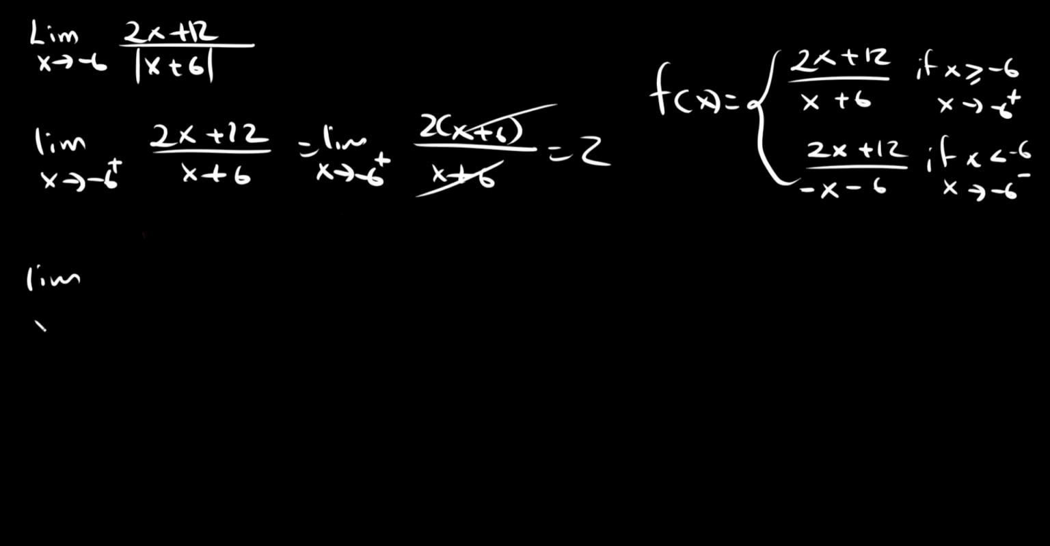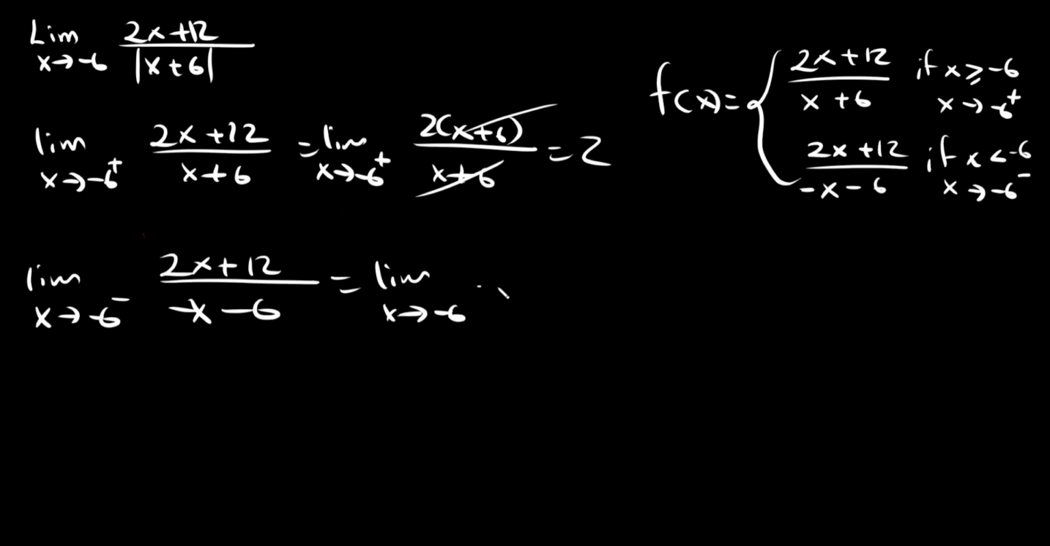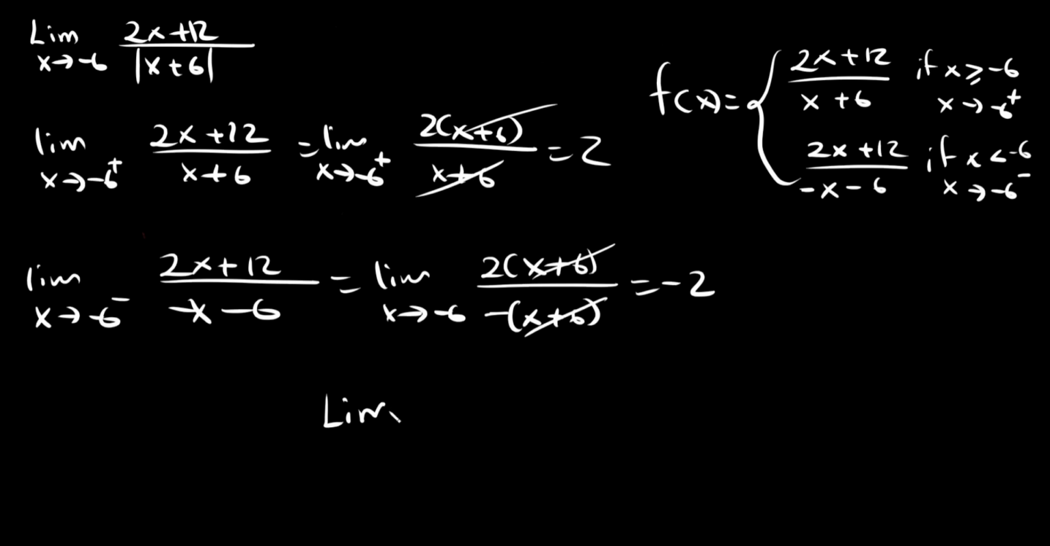Now let's do x approaching minus 6 from the left, I mean 2x plus 12 over minus x minus 6. I factorize my denominator and my numerator. In my denominator, I'm going to factor out the negative sign, and in my numerator, I'm going to factor out my 2, just like I did for the other question. So I'm just going to cancel out x plus 6. My limit is going to equal minus 2. And here, my limit does not exist.